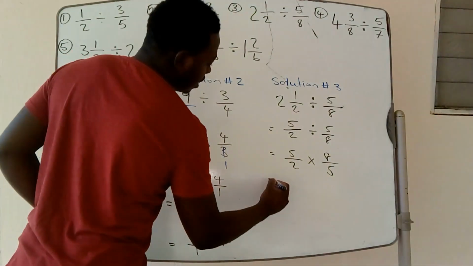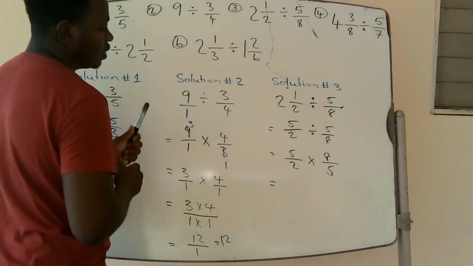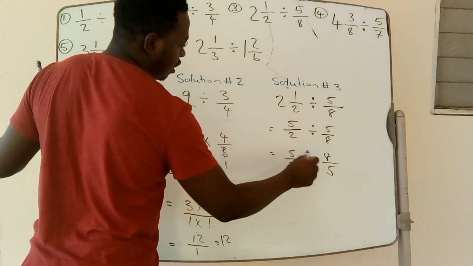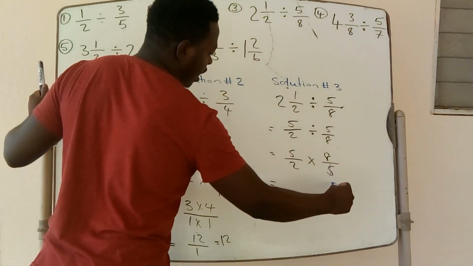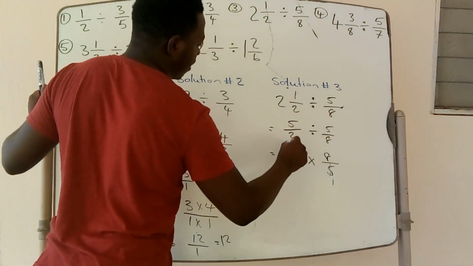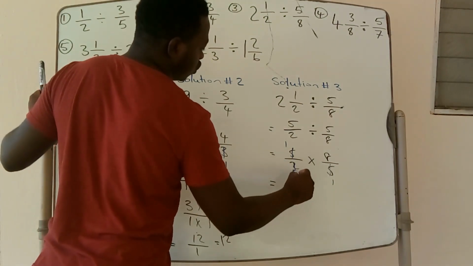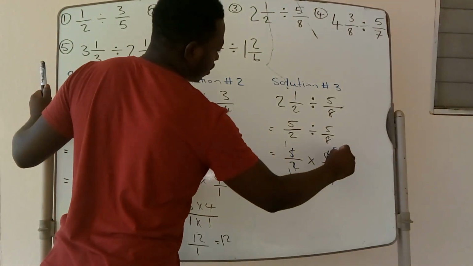Now, can anything be reduced at this stage? Yes. We have 5 here, we have 5 here, so 5 into 5, 1. 5 into this 5, 1. 2 into 2, 1. 2 into 8, 4.